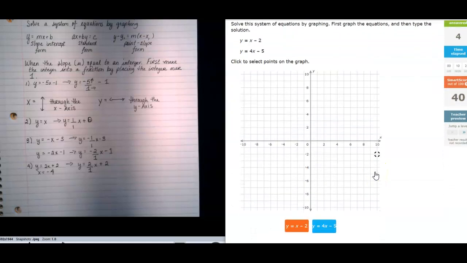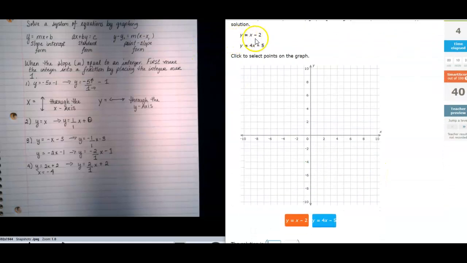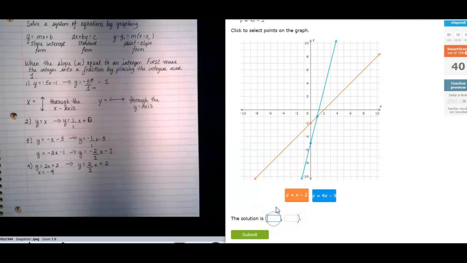All right. So here we've got y is equal to x minus 2. So we know our slope is going to be 1 over 1. So we start at -2 and we go up 1 and to the right 1. Our next line starts at -5. We go up 4, 1, 2, 3, 4, and to the right 1. And so our ordered pair here would be 1, -1. That's where the lines cross, therefore that is the solution.